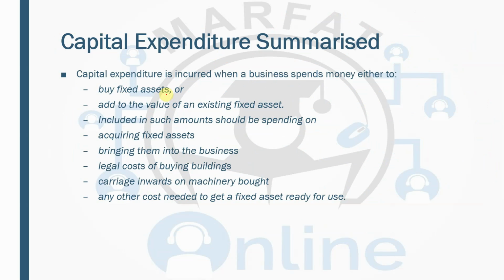Now, I have already given you a summary of this. Capital expenditure is when a business spends money either to buy a fixed asset, that means acquiring or purchasing the fixed asset, non-current asset, or to add value to the existing fixed asset. Included in such amounts should be spending on acquiring the fixed asset, bringing it into the business, legal cost, carriage inwards, that means the transportation cost, and any other cost needed to get the fixed asset ready for use, such as testing, etc.